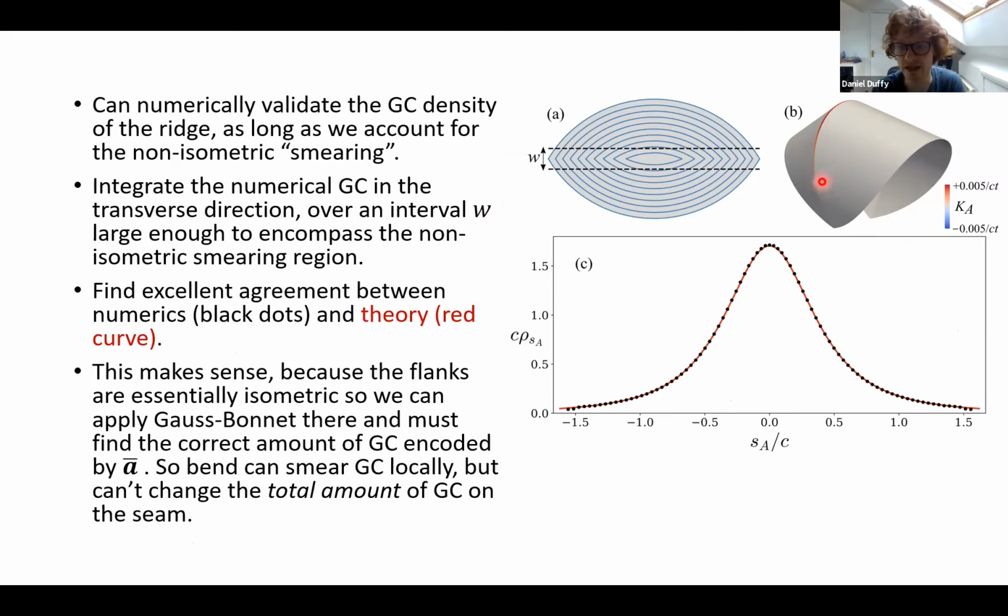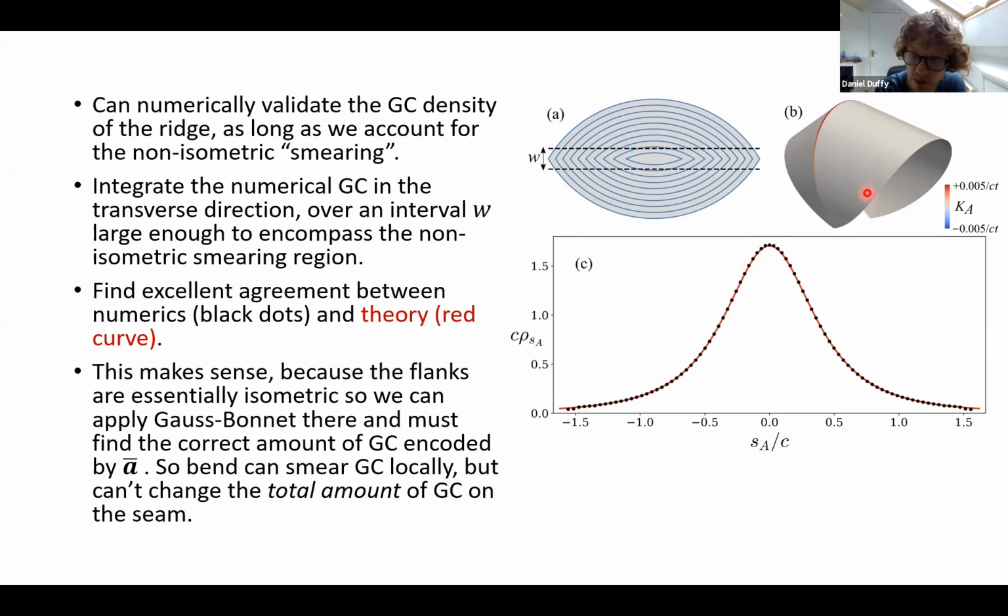The subtlety is the fact that, as I said, really the Gauss curvature is finite but smeared over this very small region around the crease, which actually only becomes zero in the infinitely thin limit. So what we have to do is integrate the numerical Gauss curvature once in the transverse direction, over a small length, which we call W, which is just large enough to encompass this non-isometric smearing or blunting region. And as long as you're careful and do that, then you can make these black dots, which are numerics, and plot those over the theory curve in red, and you find that things agree really excellently.